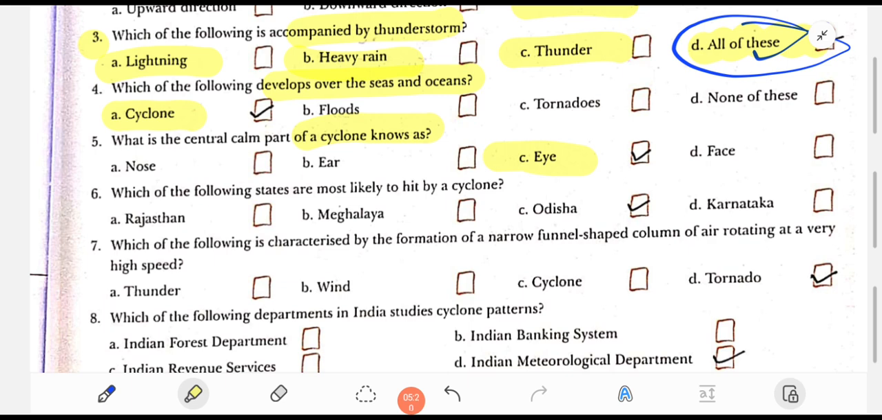6. Which of the following states are most likely to be hit by a cyclone? So which are those states? So it is Odisha.